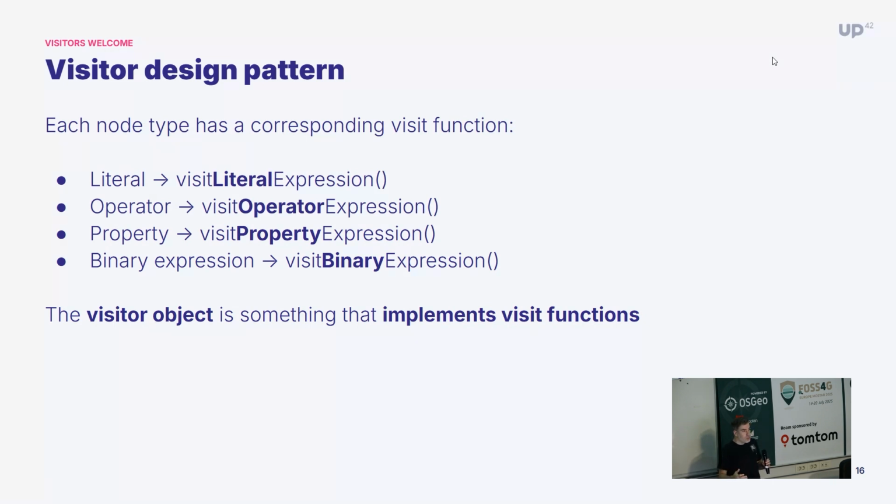Each node has a corresponding visit function. Each node is represented by a class, and the class should have some visit function implemented. So for literal, again, strings, numbers, booleans, we have the visit literal expression. Properties has visit property expression, etc. I will use these four to demonstrate what we can do to build a very simple HTML builder.